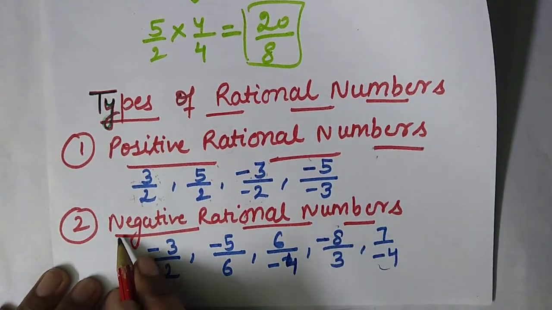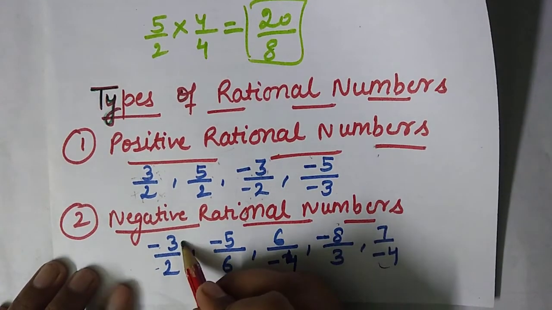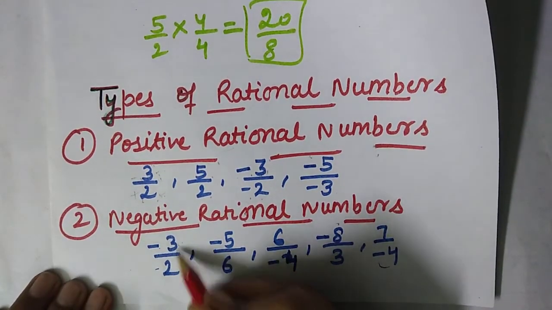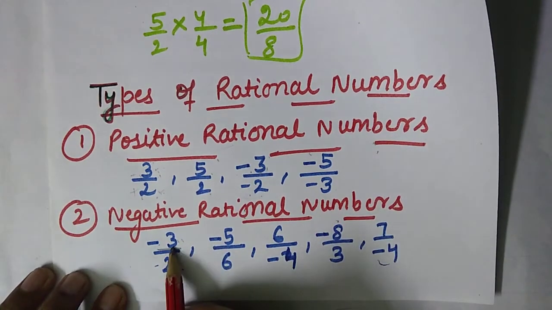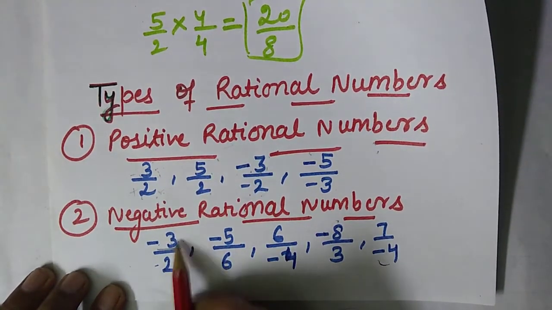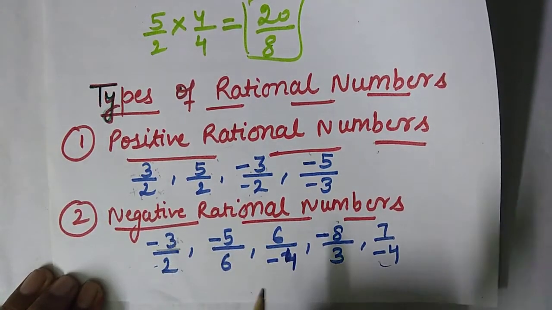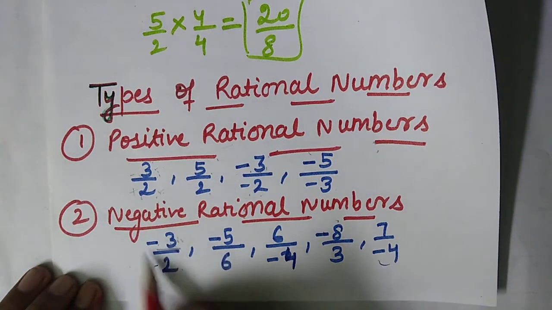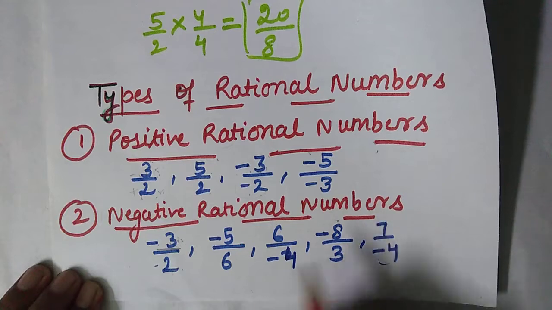Now the second type we have is negative rational numbers. When the numerator and denominator have different signs, it means one must be positive and one must be negative, then that type of rational numbers are known as negative rational numbers.